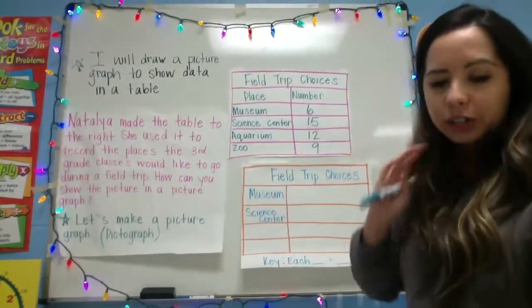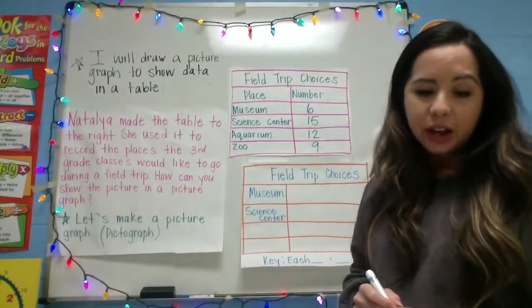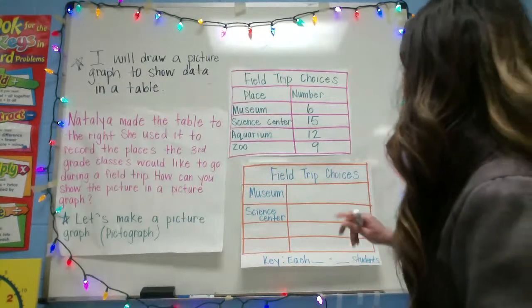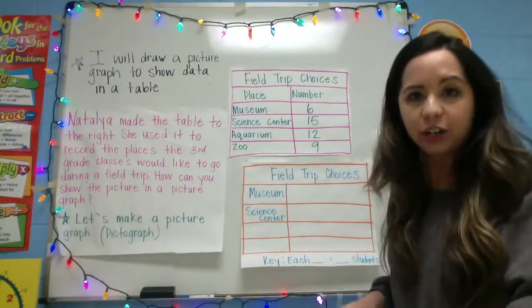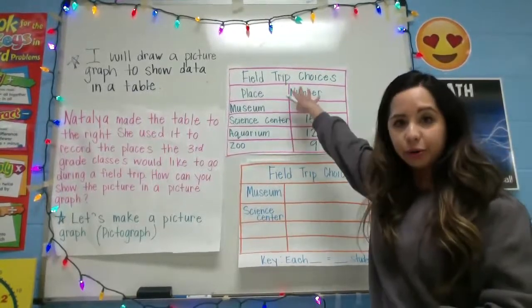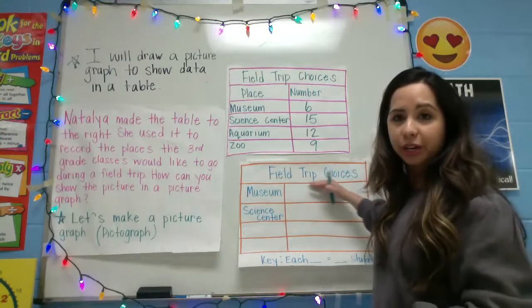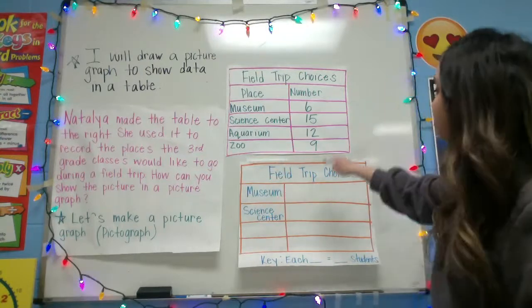So first things first, when you guys start doing this, you will write the title of the picture graph at the top. Again, you don't need to change anything. You take all of the information that's already in this table up here, and you're just going to write it down below in your picture graph. So title is Field Trip Choices.